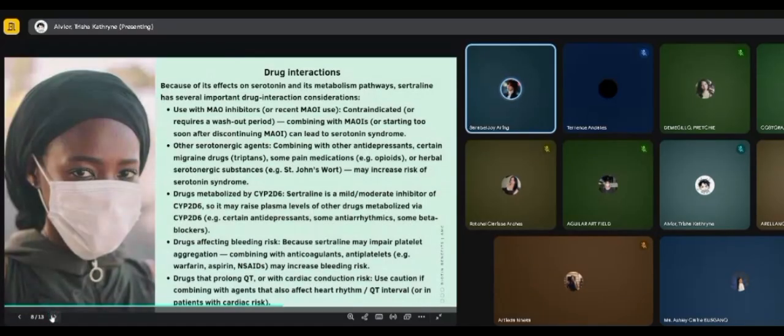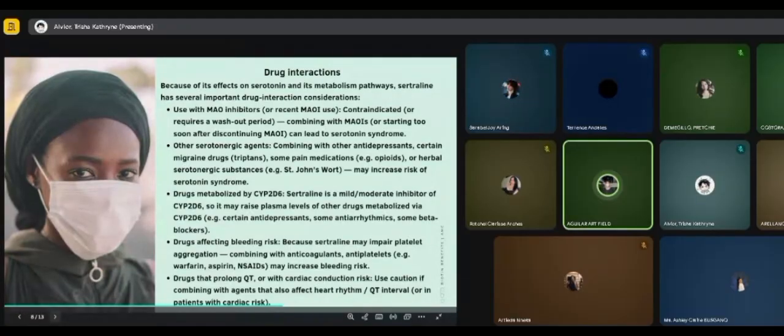Thank you, Miss Alvior. Now let's proceed to Mr. Aguilar, and he will discuss the drug interactions. Now let's discuss drug interactions. Sertraline interacts with several medications. It should never be combined with MAO or the monoamine oxidase inhibitors because it can cause serotonin syndrome, which is dangerous. It also interacts with other antidepressants, triptan migraine medications, anticoagulants, and NSAIDs.